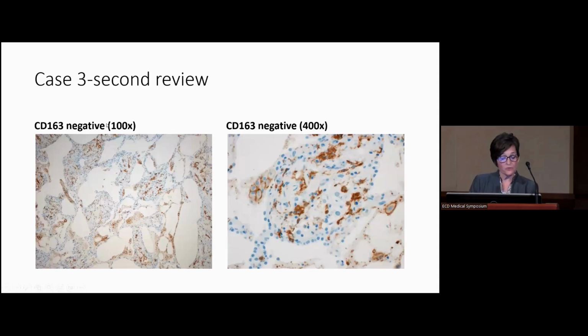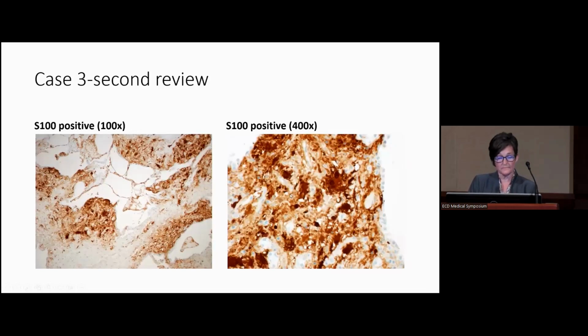Additional IHC was performed, and you can see that on the left, CD163 shows very little staining within these septal infiltrates. And on the right, a higher power view, you can see that the histiocytes look like they're probably reactive. And then these cells with the abundant cytoplasm and the enlarged round nuclei are actually negative for CD163. An S100 stain was again performed, and you can see that these cells show abundant expression of S100. On high power view, you can see both the nuclear and the cytoplasmic staining as expected for these cells.